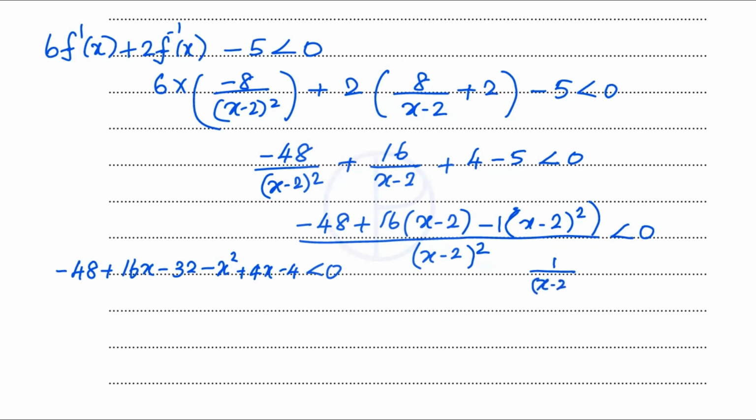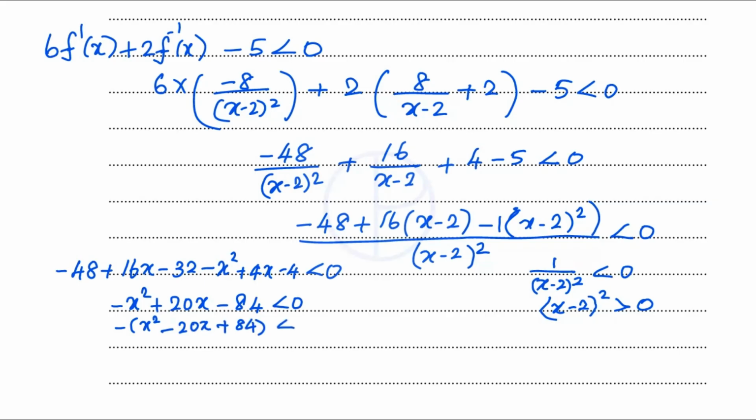The denominator (x − 2) squared is also greater than 0, so we only need to consider the numerator. Okay, let's solve this inequality. −x² plus 20x, minus 48, minus 32, minus 4 is negative 84, less than 0. So we get x² − 20x + 84 greater than 0.